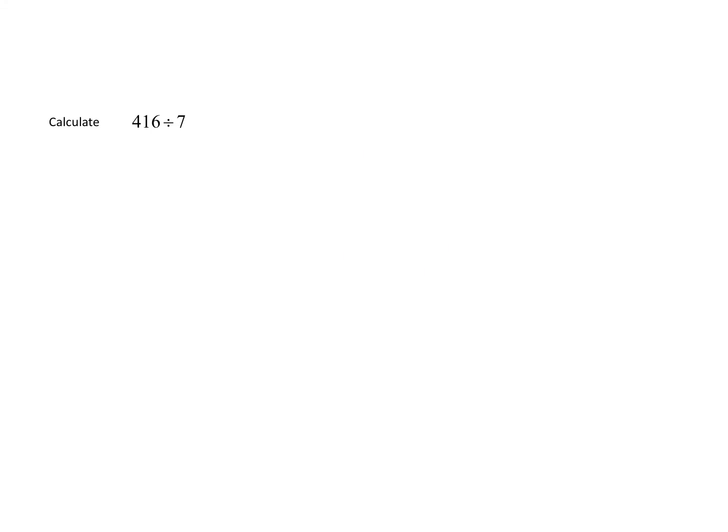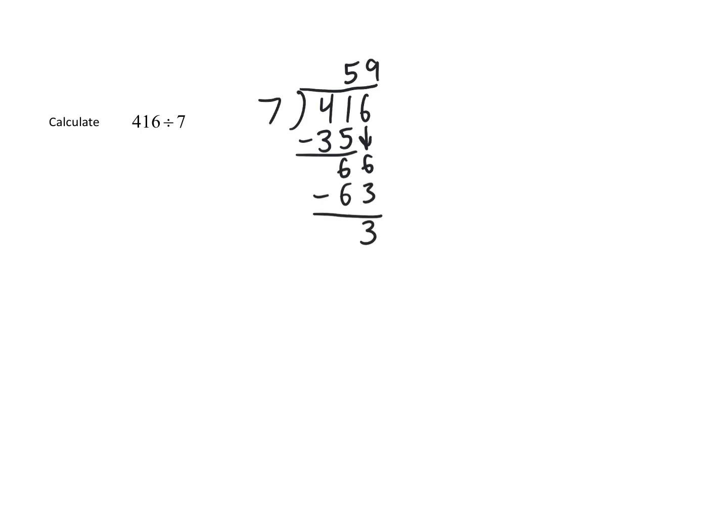Our last example is another division, and this one's a little bit more complicated. We're looking at 7 into 416. Now 7 goes into 4 0 times, 7 goes into 41 5 times. 5 times 7 is 35. Subtract, we get 6. Bring the 6 down. 7 goes into 66 9 times. 9 times 7 is 63. Subtract, and we get 3.